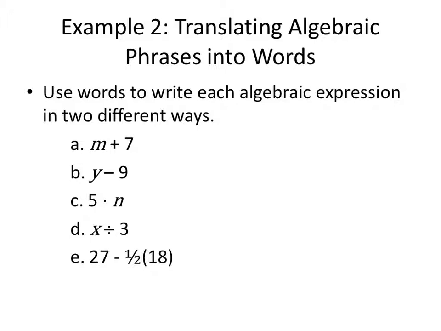Again, let's look at some examples here. These are already in algebraic expressions, and we need to write them as word phrases. There's many different answers you could give here, but with letter A, you have m plus 7, so you could say a number plus 7 might be one way to write that. You could also say the sum of a number and 7, or 7 added to a number. There's 7 more than a number, so there's various ways we could write that.